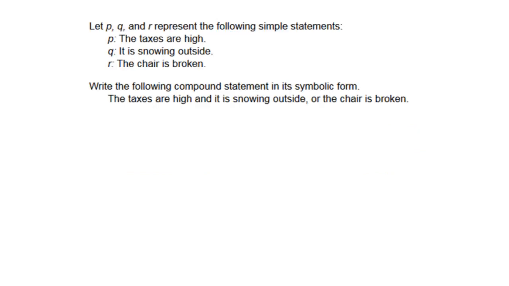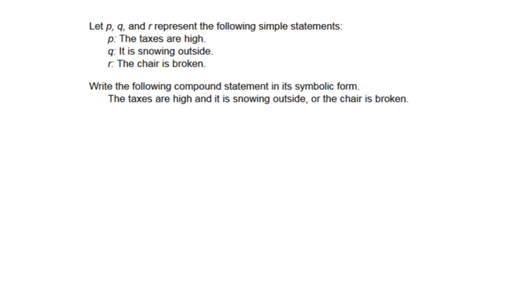Let us see if we can figure out this next problem. Let P, Q, and R represent the following simple statements. P, the taxes are high. Q, it is snowing outside. R, the chair is broken. Write the following compound statement in its symbolic form. The taxes are high and it is snowing outside, or the chair is broken.